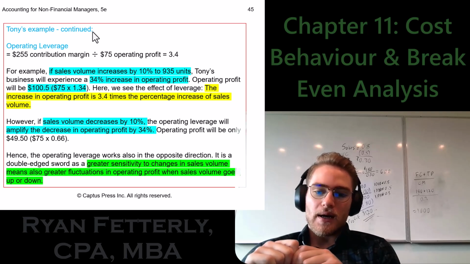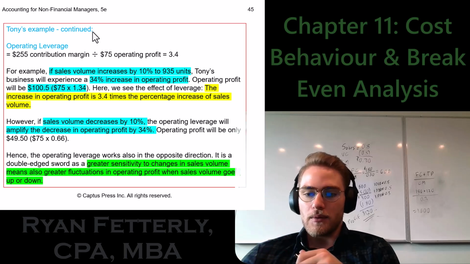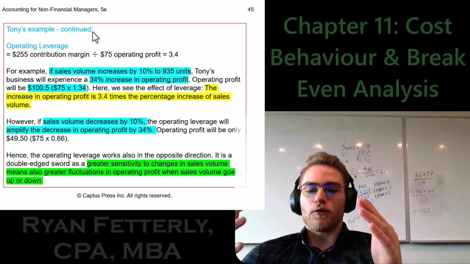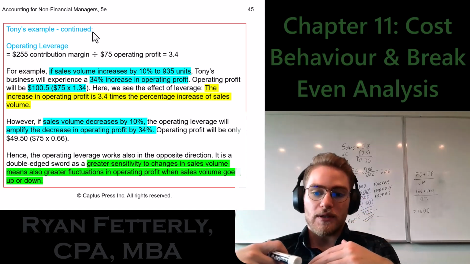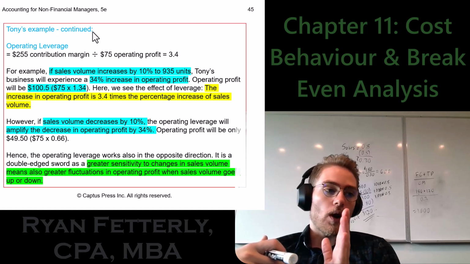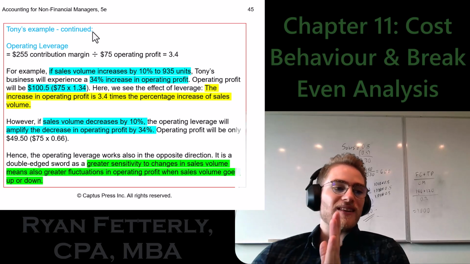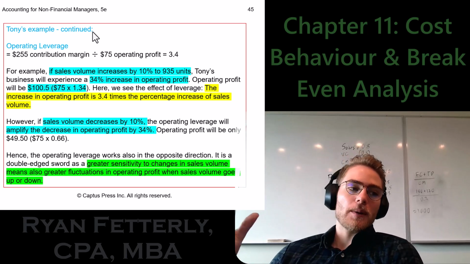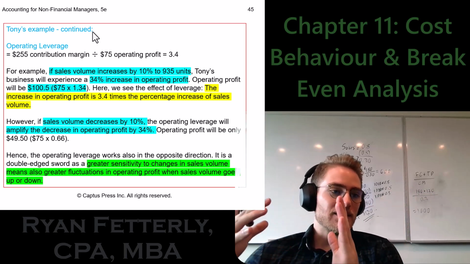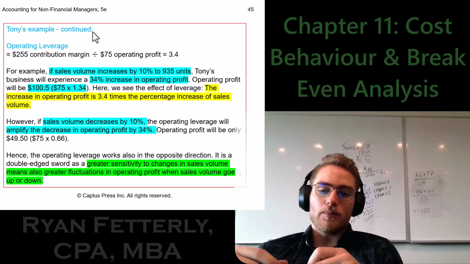However, say if sales volume decreased by 10%, the operating leverage will amplify the decrease of operating profit, and therefore our operating profit will drop by 34%, right? So in this case, if we go 1 minus 0.34, what we have left is 0.66. So our operating profit would be 66% of what it used to be. So if we go 75 times the 66%, our operating profit drops down to 49.5.